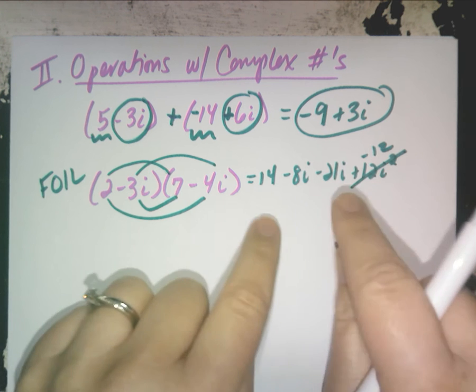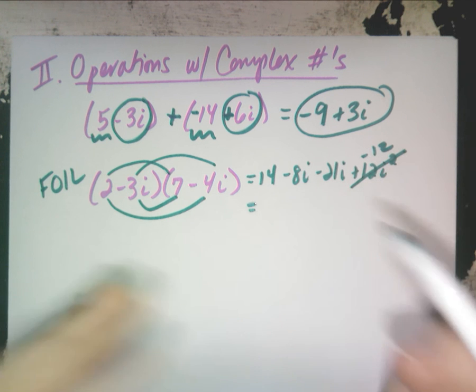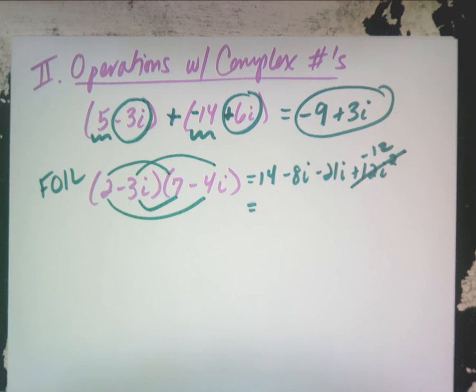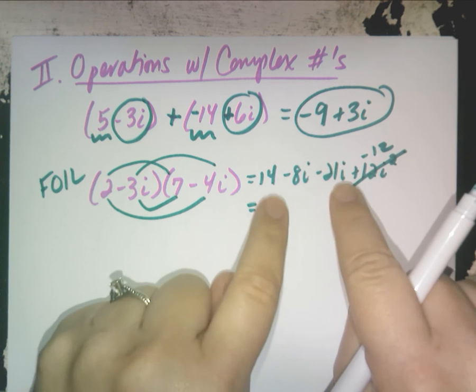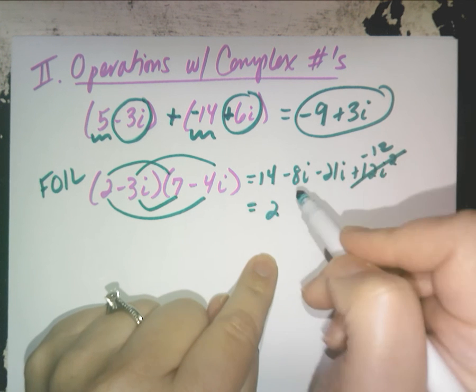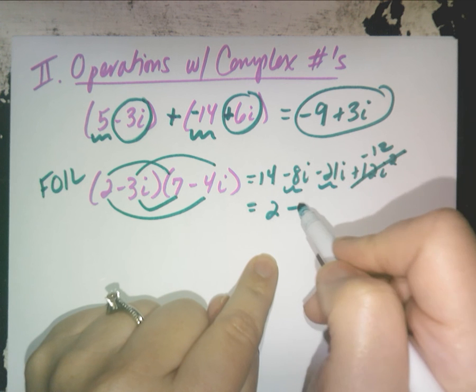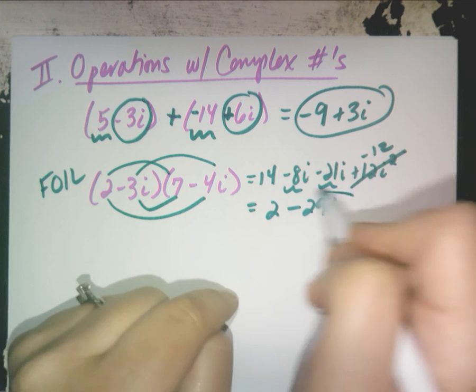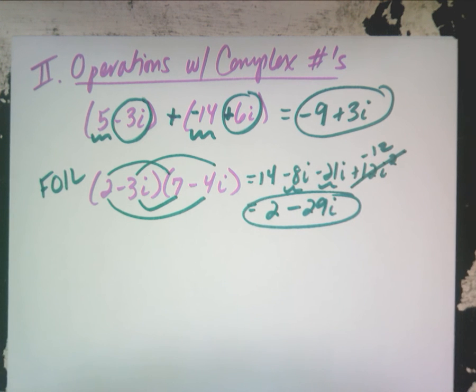So now let's clean this up. And again, write it in standard form. You always want your real part first and then your imaginary at the end. So 14 and the negative 12 are the reals. So they would become a 2. And then this would become negative 29i. Was that hard? You remember this? Is it kind of coming back? It's like x's. It's like you would do with x's.